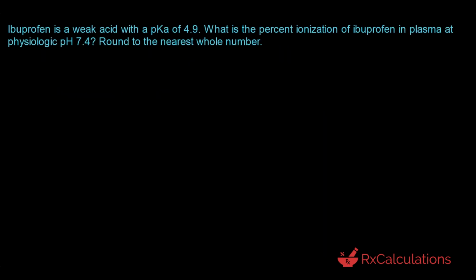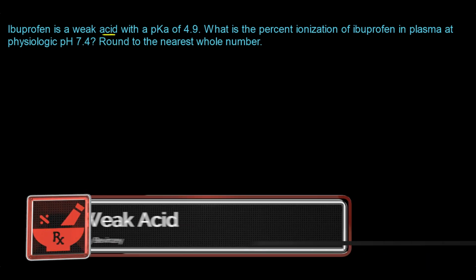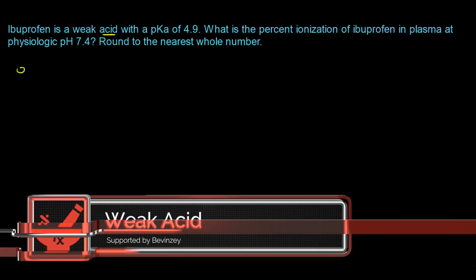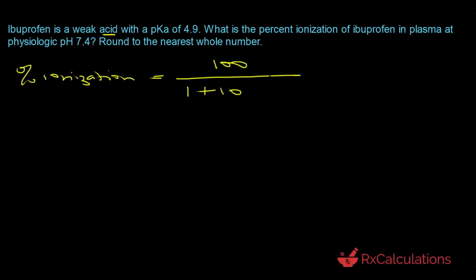This question says ibuprofen is a weak acid with a pKa of 4.9. What is the percent ionization of ibuprofen in plasma at physiologic pH 7.4? Round to the nearest whole number. The key thing here is to recognize that ibuprofen is a weak acid. So the version of the equation we'll be using is percent ionization is equal to 100 divided by 1 plus 10 to the power pKa minus pH. You want to memorize this equation.